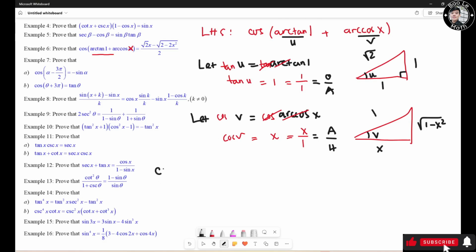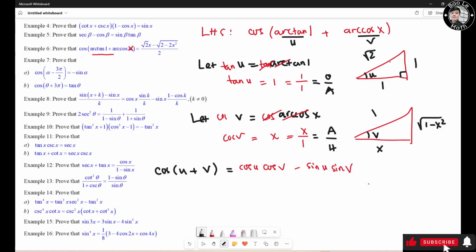So I have cosine of inverse tangent of 1, which is u, plus v, so cosine of u plus v, right? I have this v right here. Now I apply the formula I learned in the previous lesson. It's going to be cosine of u cosine of v minus sine of u sine of v, right?